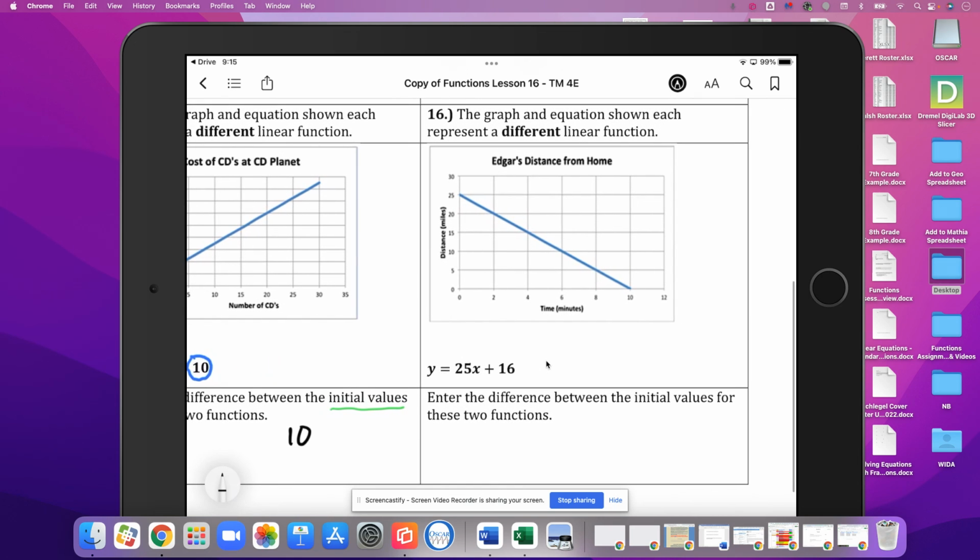And then 16, difference between initial values again. So we have 25 on our graph and 16 in our equation. So 25 minus 16 is 9.